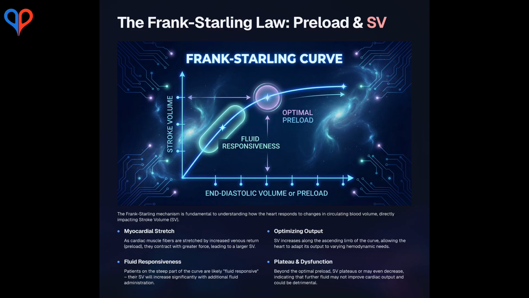The Frank-Starling curve describes how the heart adjusts its stroke volume in response to changes in preload. As ventricular filling increases, sarcomere stretch enhances contractile force, allowing stroke volume to rise, but only up to a point. On the ascending limb, more preload means stronger contraction and better output. Once the ventricle reaches its optimal length, the curve plateaus, and further preload adds pressure without improving stroke volume, leading to congestion instead of forward flow.